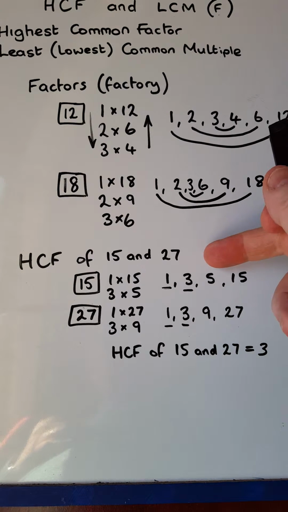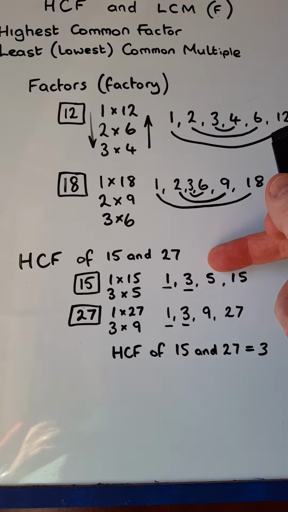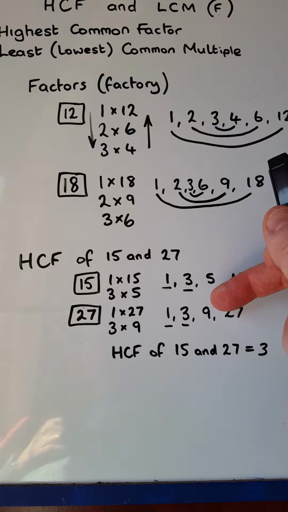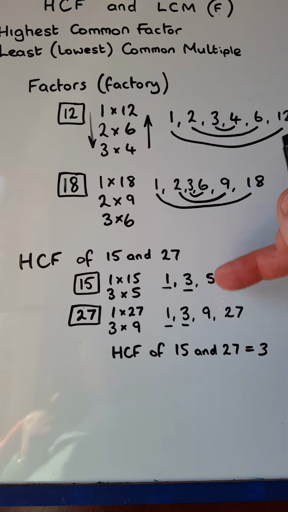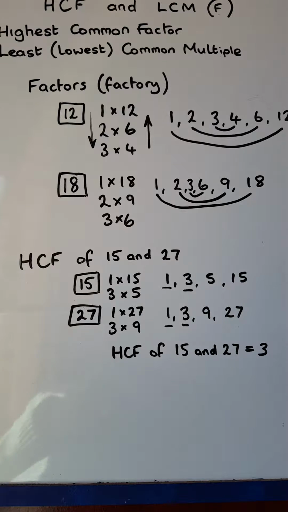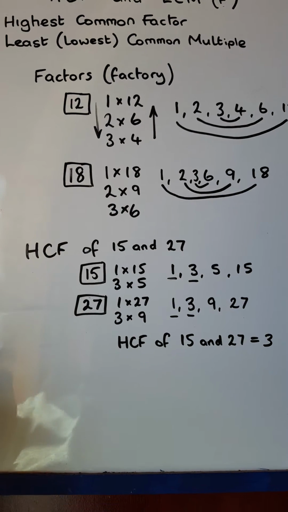Okay, the bigger numbers that are on this list, 5, that'll divide into 15, but not into 27. 9 will divide into 27, but not into 15. So they're not common factors to the two numbers. Only 1 and 3 are, and of those, 3 is the highest. Okay, let's do another one, just to be absolutely certain that we've got it.